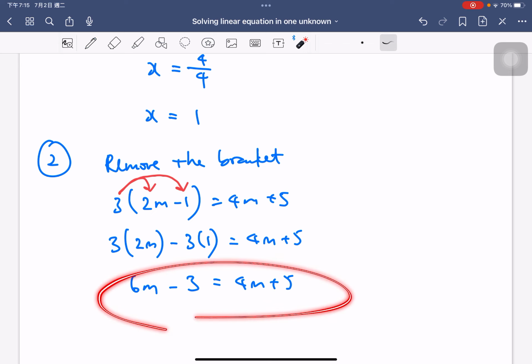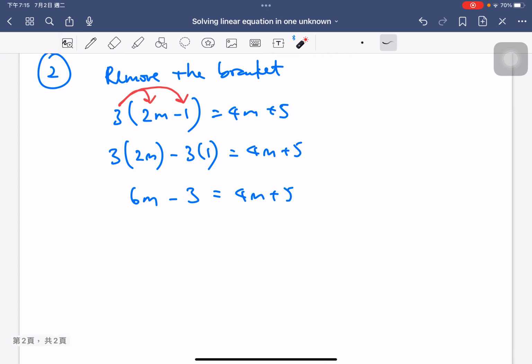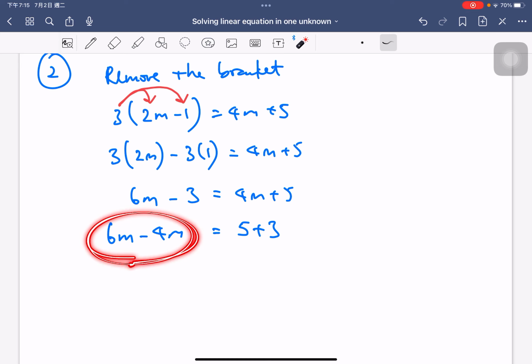Then back to our first stage, we combine the unknowns, isn't it? So now we combine the unknowns. There's a 6m and there's a 4m as the unknowns. We put them together. So we move this positive 4m to the left hand side, becomes negative. So now I have 6m minus 4m. And then there's a negative 3, which doesn't have the unknown, so we're moving to the right. So now negative 3 moved to the right hand side, becomes positive. So now I can write this as 5 plus 3. So now we can simplify. This is 6m minus 4m, which is going to be 2m equal to 8.